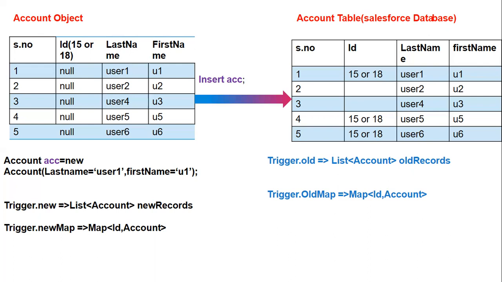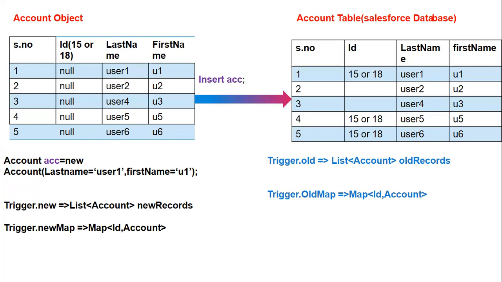So I simply create one object for the account. This is the syntax for the creation of one account. I simply create the account ACC equal to with the keyword new. We can simply create the object of this account class. So with the simple new keyword we can create some data in the account object.